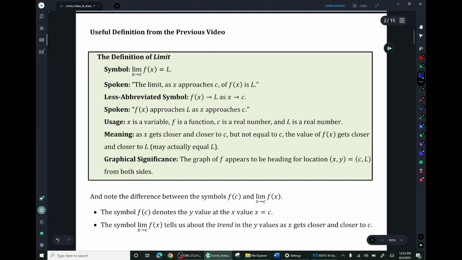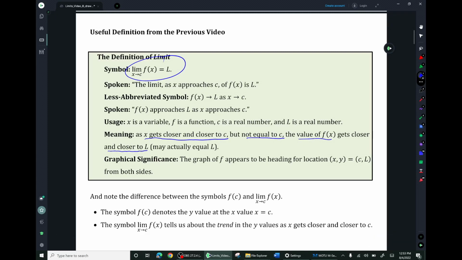We'll need to use some stuff from our previous video. We discussed the definition of limit. It was this symbol, spoken, the limit as x approaches c of f of x is L. And in that symbol, x is a variable, c is a number, f of x is a function, and L is a number. What this symbol means is the following. As x gets closer and closer to c, but not equal to c, the value of f of x gets closer and closer to L.